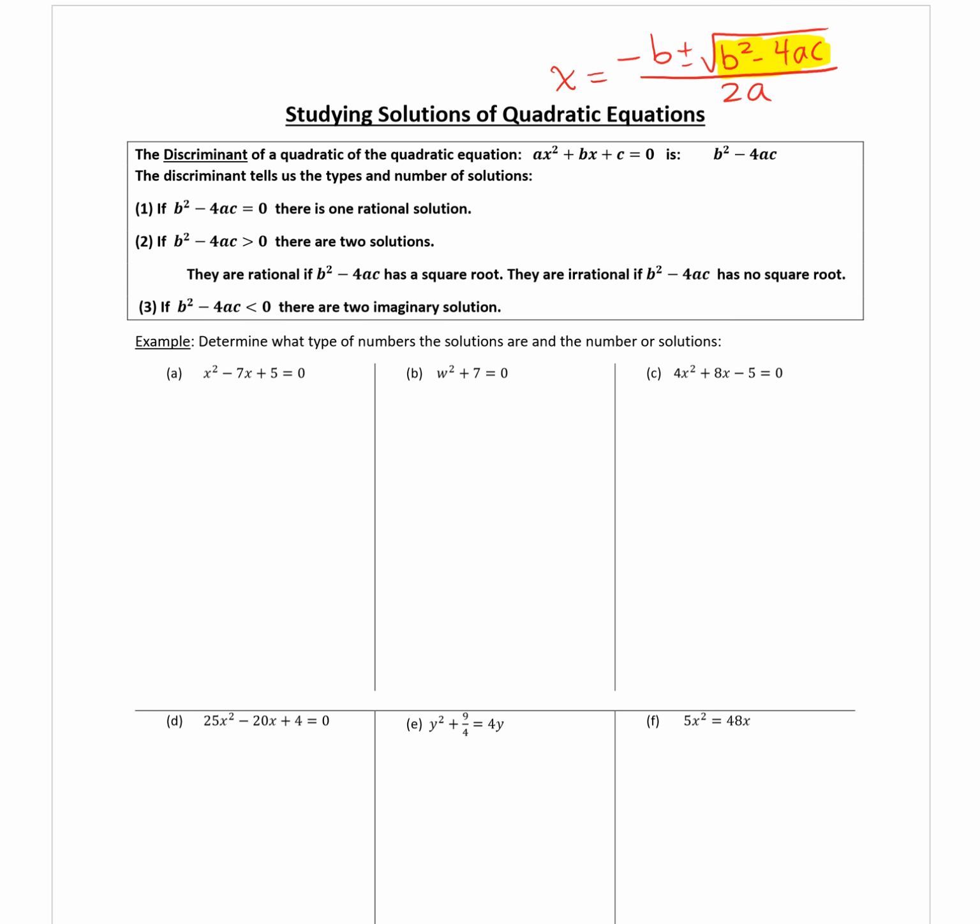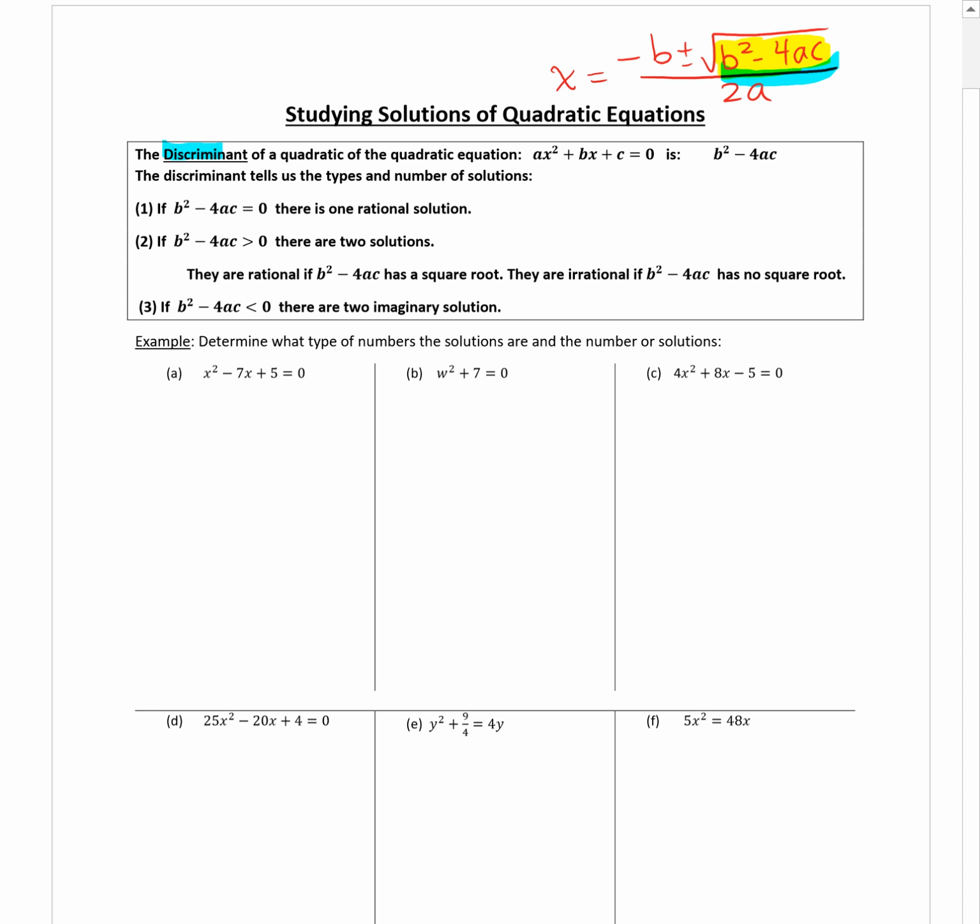And then the last thing that can happen is that the thing inside the root, the b squared minus 4ac, could be a negative number, in which case you're taking the square root of a negative and your answers will be imaginary. So really, what's inside the square root of the quadratic formula is what's going to dictate what kind of solutions you'll get, or whether there's one or two. Are they nice? Are they terrible? Are they imaginary?